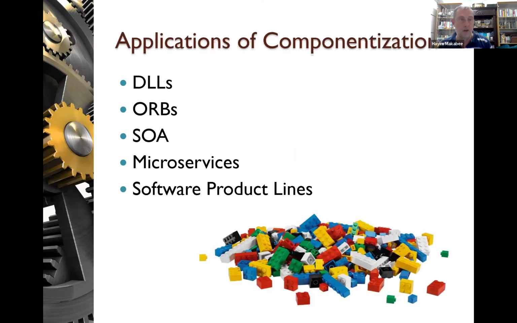Now, we'll see 5 examples of decomposition in software systems. Some of them are very old, and others are much more modern. Okay, so we talk about dynamic linked libraries, object request brokers, service-oriented architecture, microservices, and software product lines.